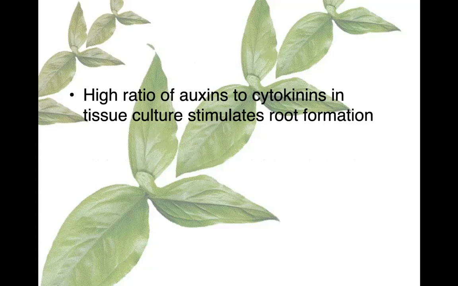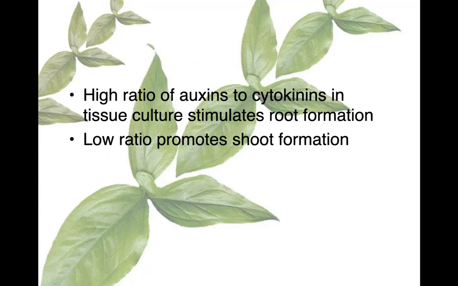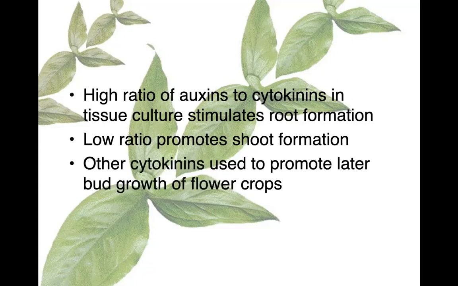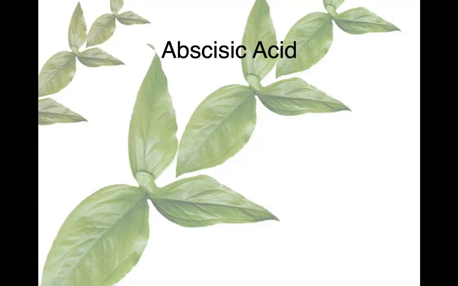Now, here's an interesting thing. If you have a high ratio of auxins to cytokinins in a tissue culture, it stimulates root formation. So if you have more auxins than cytokinins, you grow roots. But if you reverse that and you have a low amount of auxin to a high amount of cytokinin, you promote shoot formation. Another interesting aspect of plant hormones is that you can change the levels of the hormones to promote different growth in different areas. Other cytokinins can be used to promote lateral bud growth of flower crops.